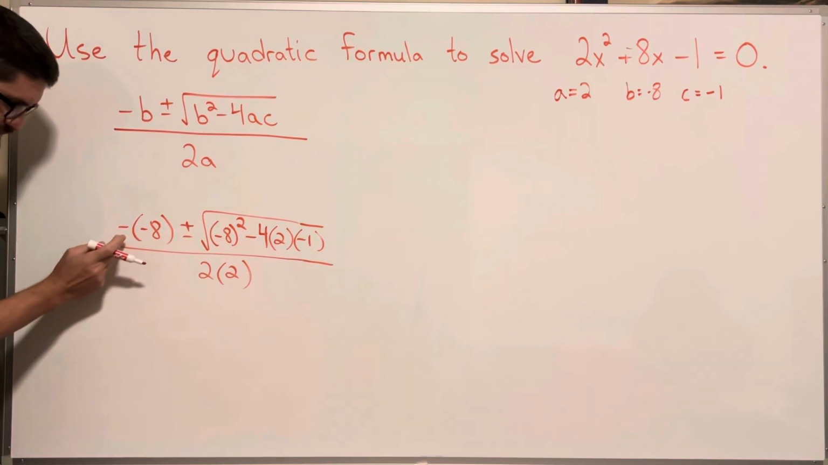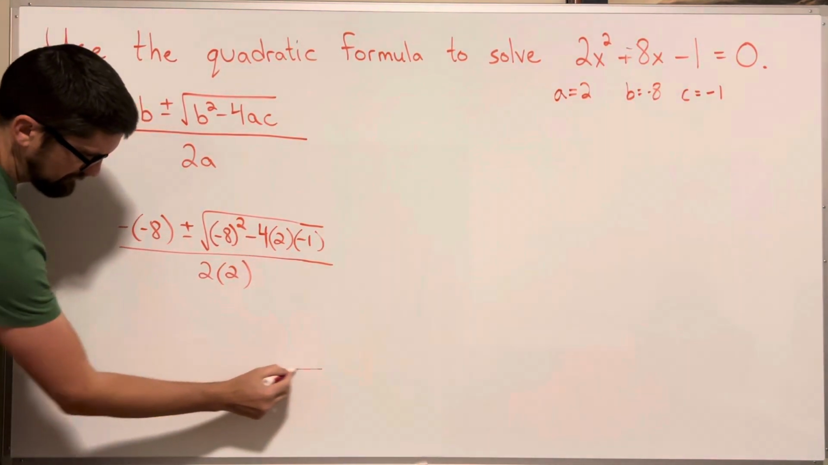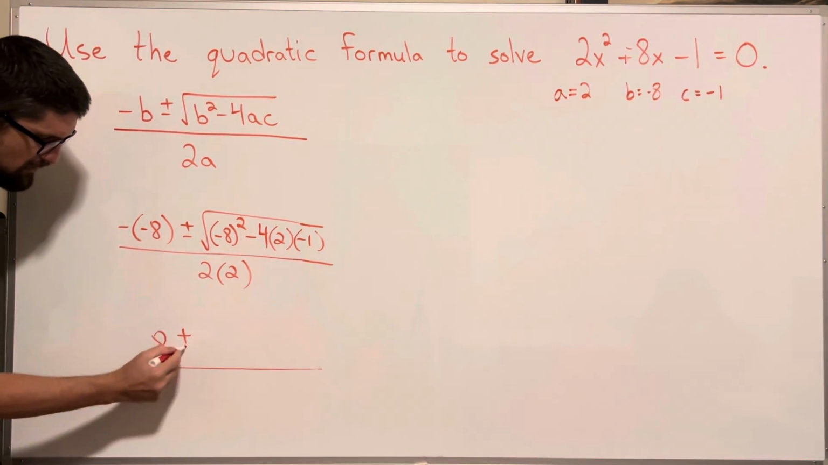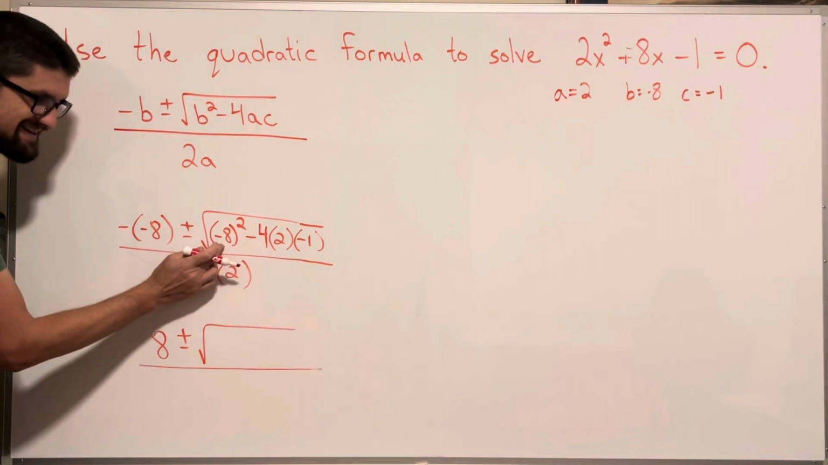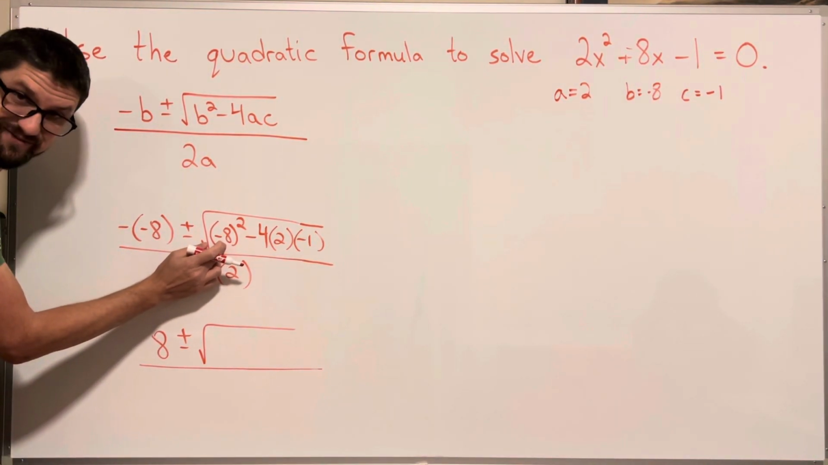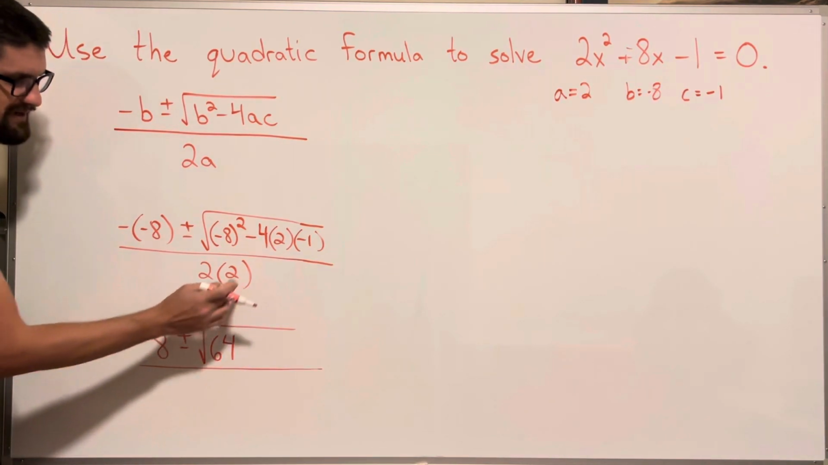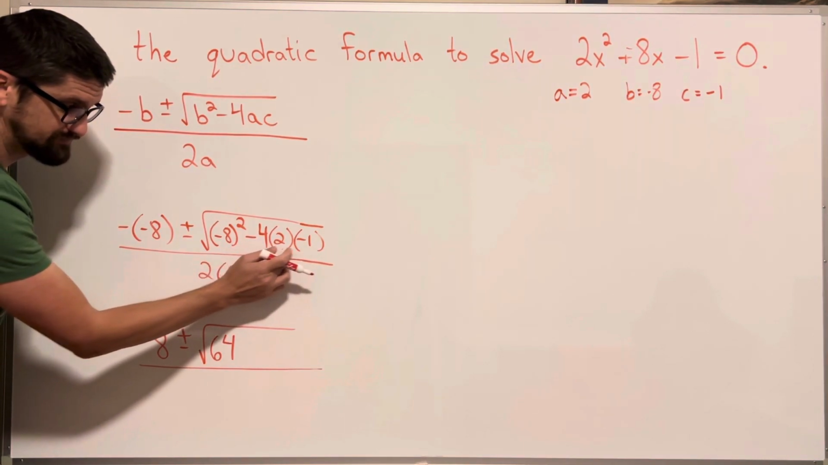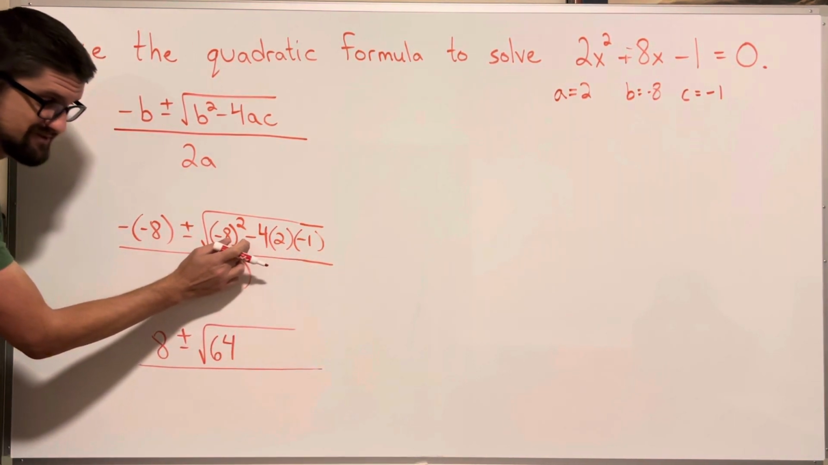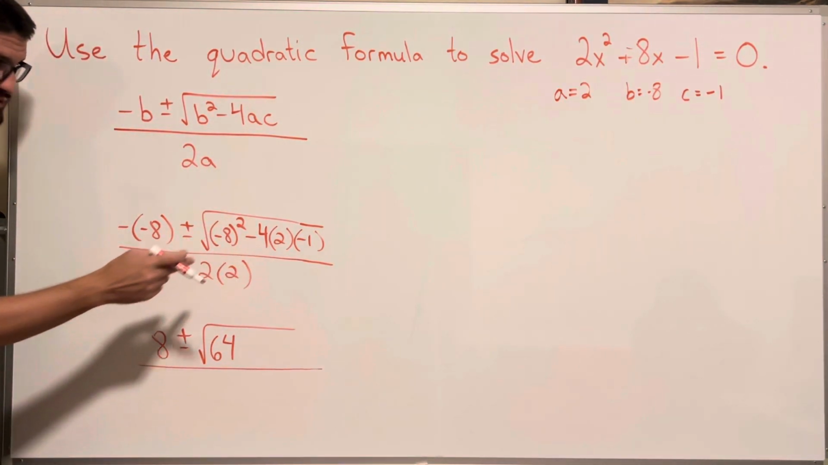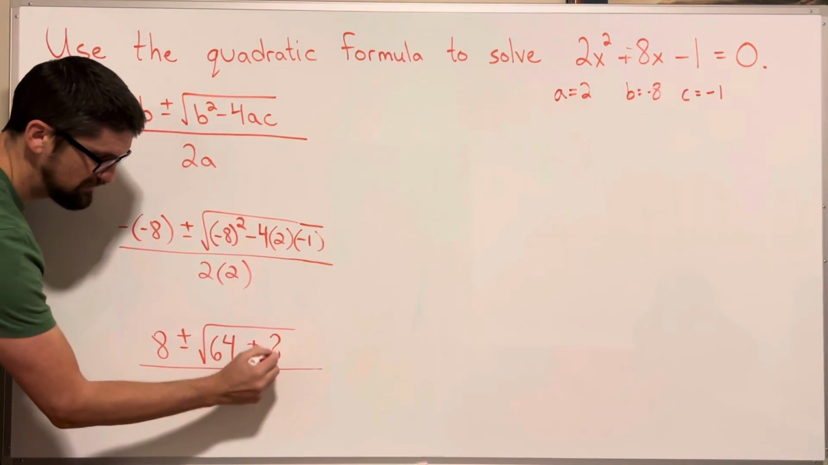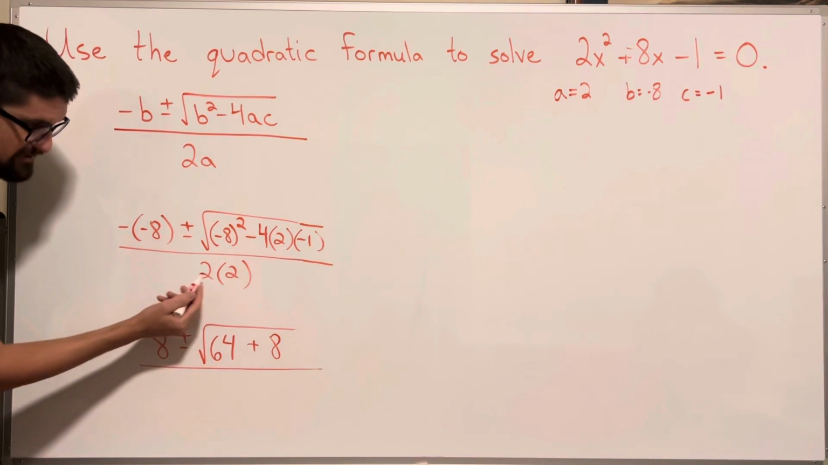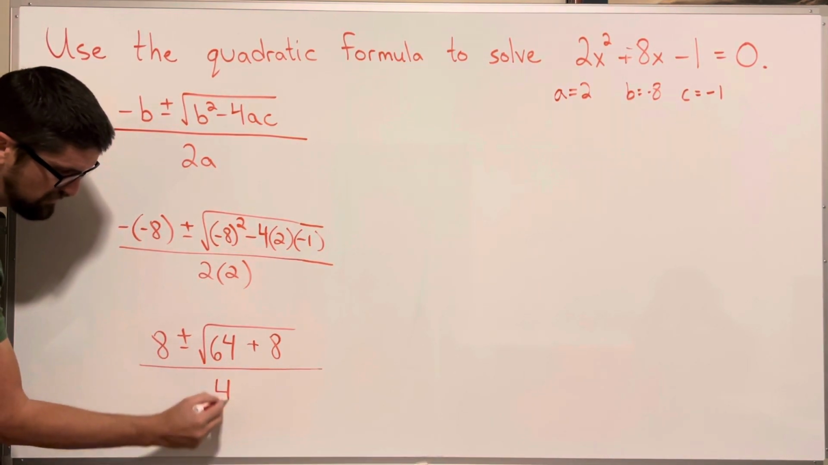Now what you want to do is simplify this. So you have the double negative there, that's going to be positive 8. So I'm just going to write 8. Inside the root, I got negative 8 times negative 8. That's positive 64 here. And then here, I have 4 times 2 times negative 1. That's negative 8, but then I'm subtracting a negative 8. So it's really plus 8 when I do all that. Remember, you got to do multiplications before any adding or subtracting. And on the bottom, we have a 4.